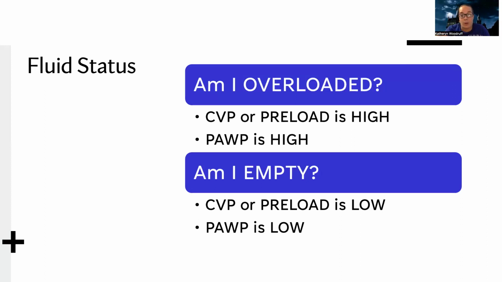What do I have left going back to my heart? It shows me what I'm starting with before it enters my heart. The PAWP is helpful too. Like I said, you have to have a more invasive line to get this, but it tells me how much fluid I have on the left side of my heart. So think my left ventricle, how much fluid is in there that's about to be pumped out to the rest of my body.